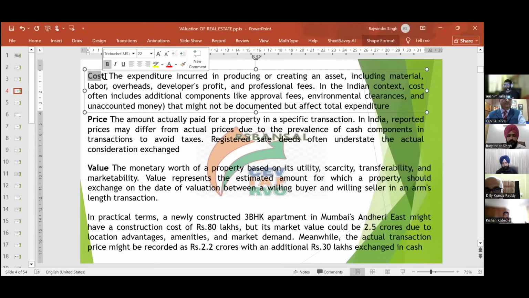On constructing or manufacturing an asset. In case of plant and machinery, we can say manufacturing an asset. And in case of real estate, you can say cost of construction. So for cost of construction, what do you need? For constructing a building, what do you need? First of all, you need land. So cost of land. Then what do you need? You need material, you need labor, you need overhead. There are certain overhead expenses.